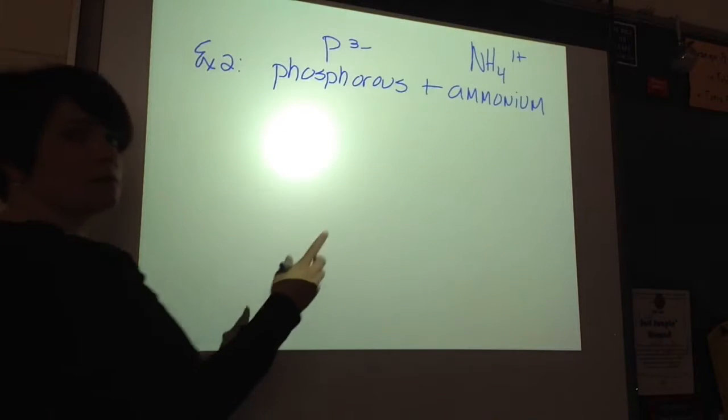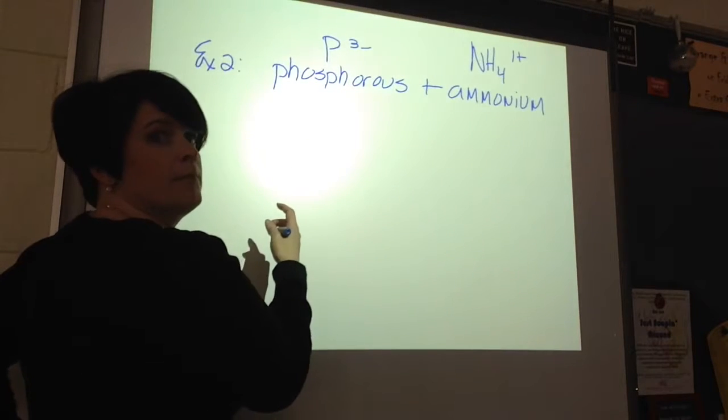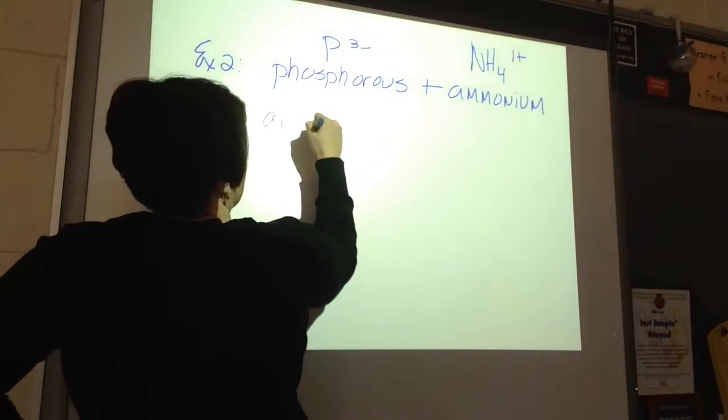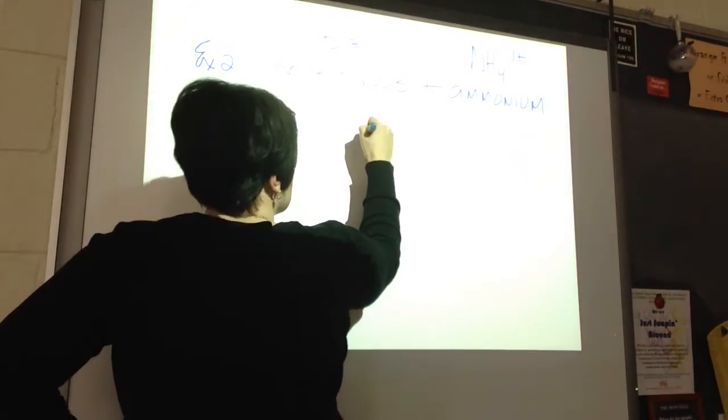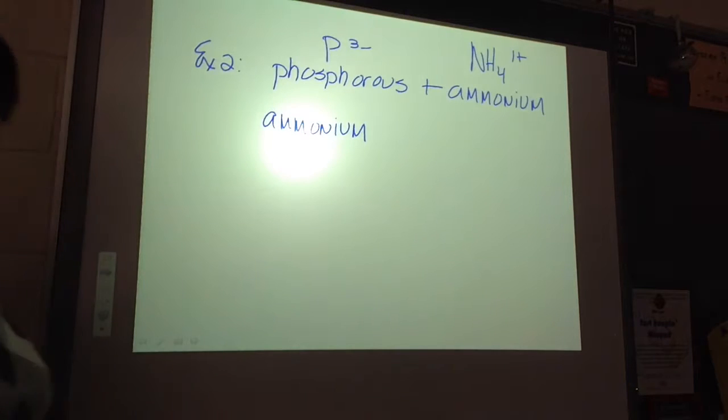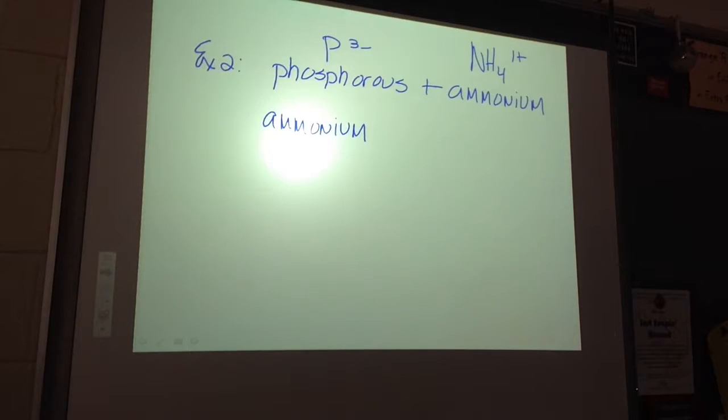What are we going to call this? What's its first name? Ammonium. Why? Because it's got the plus, because it's the cation. Phosphide. Now, why did we change the ending to IDE?